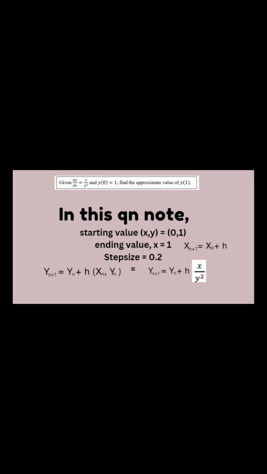To note in this question, the starting value (x, y) equals (0, 1). Then you want the end value to equal 1, so x_{n+1} = x_n + h = 1. Then we let the step size be 0.2. And note that these two equations on the left and right hand side are equal.